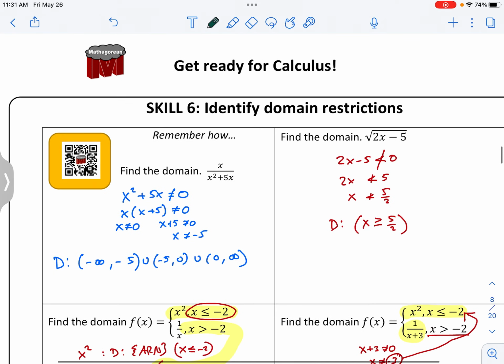All right, so this is skill 6, identifying domain restrictions. Get ready for calculus. Good luck getting ready for calculus.